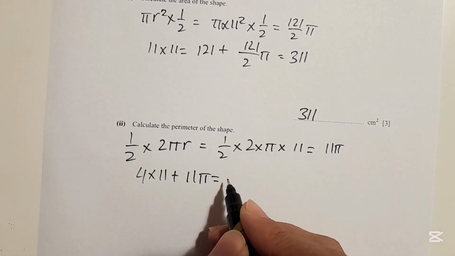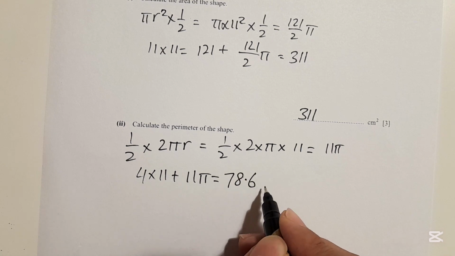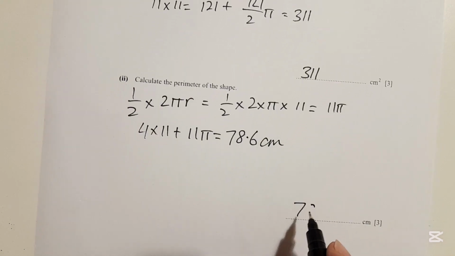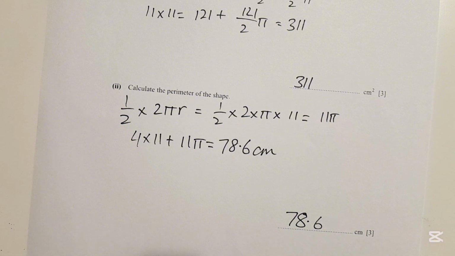78.55, or to 3 significant figures, which will be 78.6 centimeters. 78.6 centimeters will be the perimeter of the shape. So this is how we'll be doing part 2 of question 9.